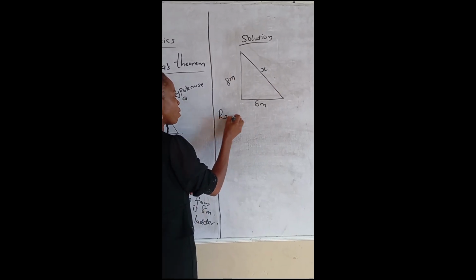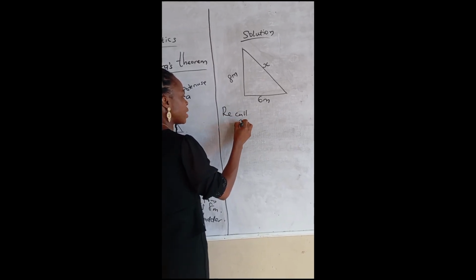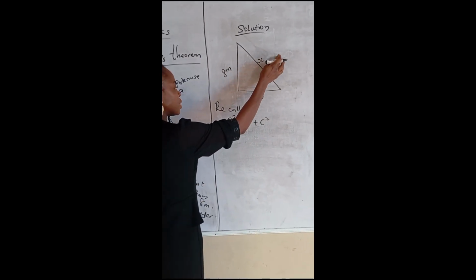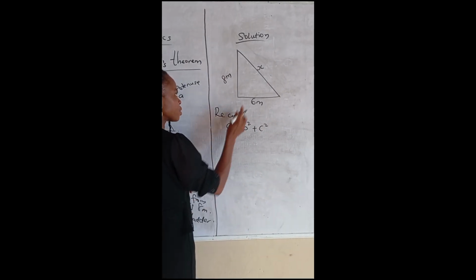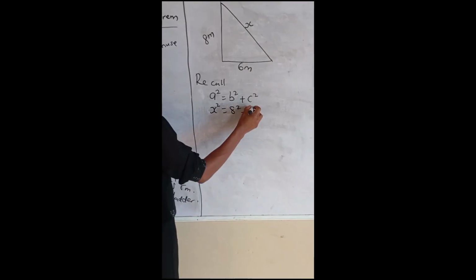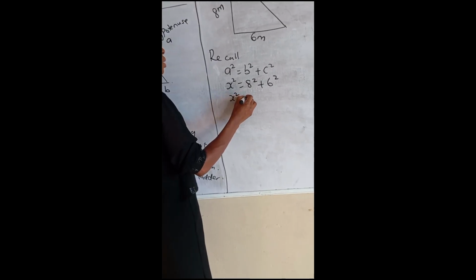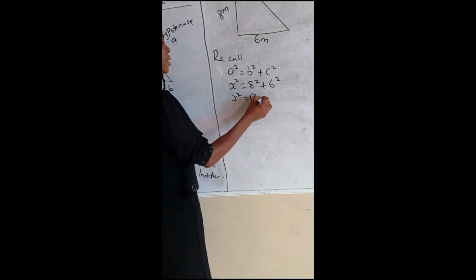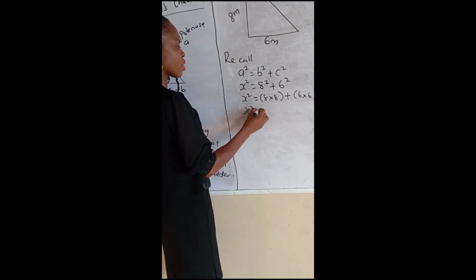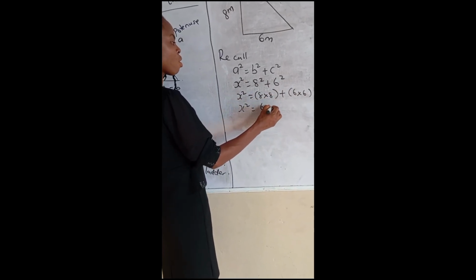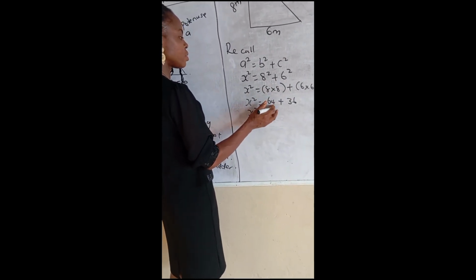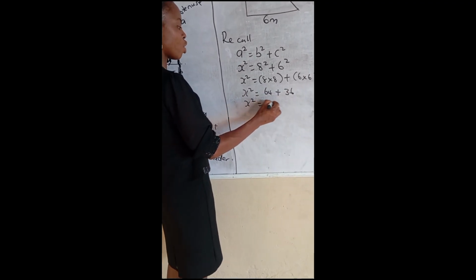So you have to recall the Pythagoras theorem: A square equals B square plus C square. A square, which is the hypotenuse, then the other two sides. A square is represented by x square equal to 8 square plus 6 square. Square means 8 times 8. So we have 8 times 8 plus 6 times 6. X square equals 8 times 8, 64, plus 6 times 6, 36. X square equals 64 plus 36, that is 100.